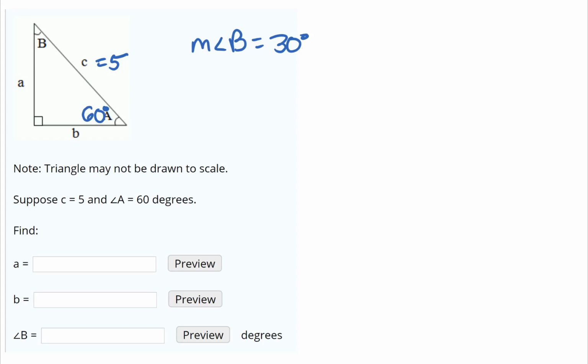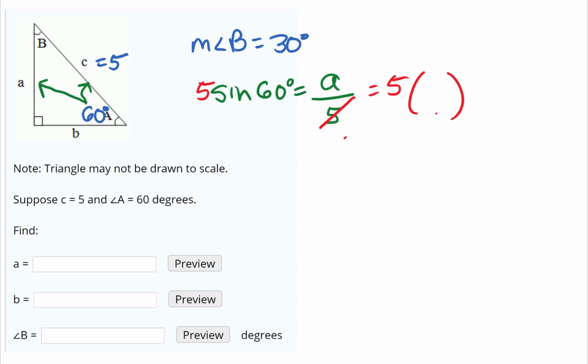So what I'm going to do is figure out what connection side A has to the angle I have. It's opposite, and I also have the hypotenuse. So I'm going to come up with a trig function that connects opposite and hypotenuse. So that's sine. The sine of 60 degrees equals opposite, which is A, over hypotenuse, which is 5. I can solve that for A by multiplying both sides by 5, and so A is going to equal 5 times the sine of 60.